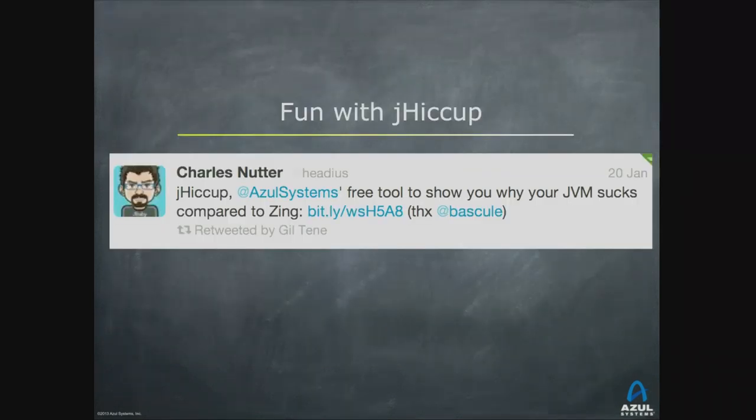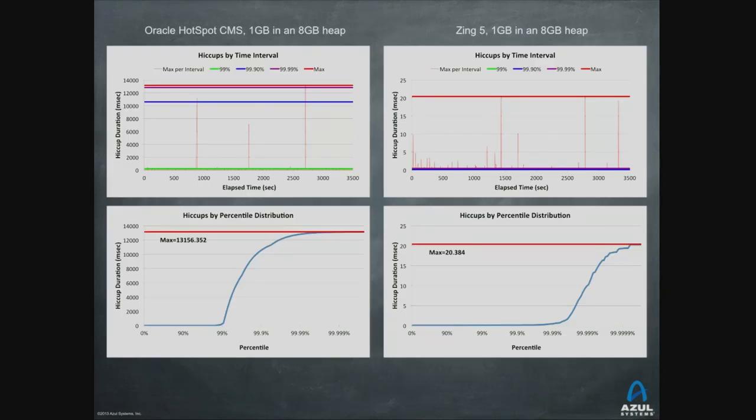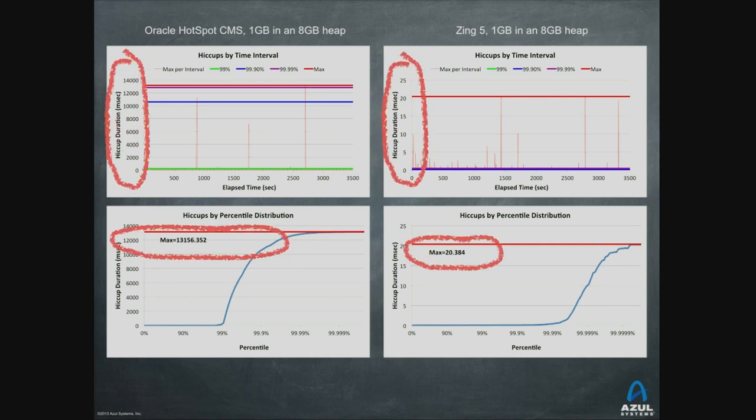And you can obviously do what I really wanted to do with it. This is a quote from Charles Nutter, the JRuby guy. It's an honest description of why I built JHiccup. Okay? So how do I do that? That's HotSpot on the left, Zing on the right, same application, same heap, same everything. Can you see how much more beautiful Zing is? Well, it might not be apparent until I highlight the scale.